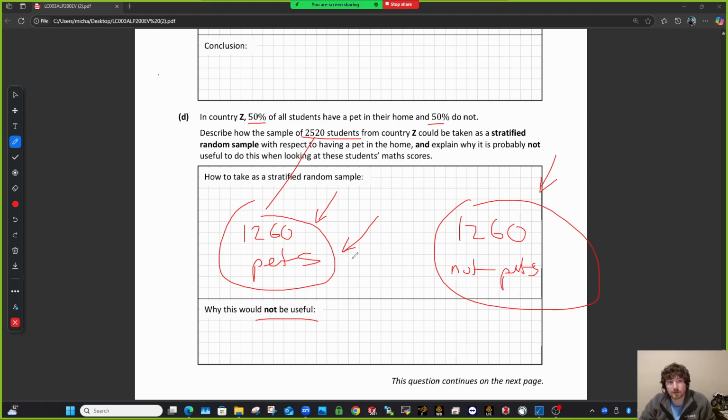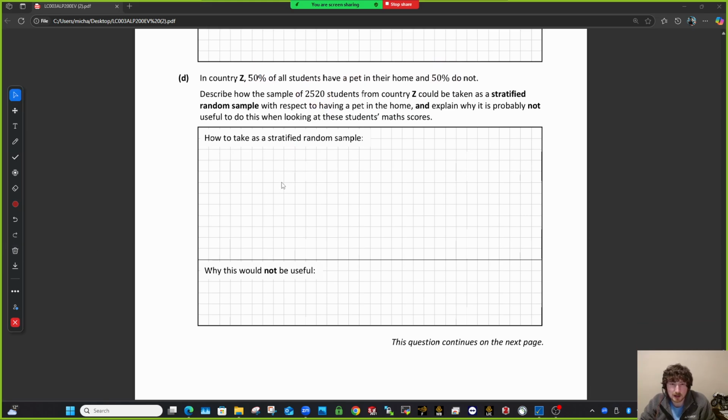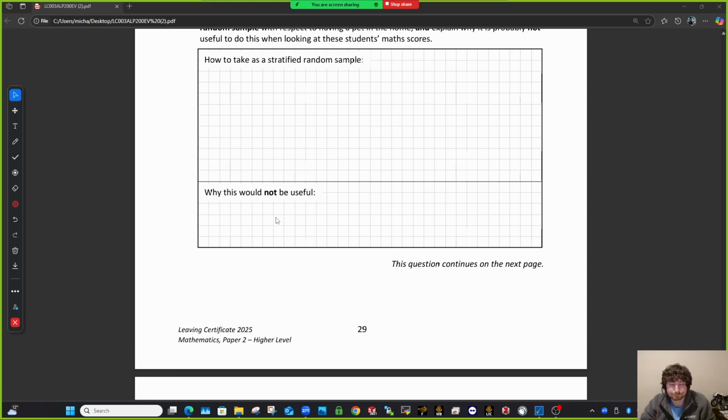And a better question would be the percentage of people that are on social media or something like that. So like 90% would be on social media, 10% are not. So that's maybe something that might affect someone's math scores. They're not spending as much time studying. So then 90% of these would have to come from people who use social media, and 10% who don't. And that would be an interesting way to use stratified sampling. Hope that makes sense. So yeah, it could have been a bit better, this question.